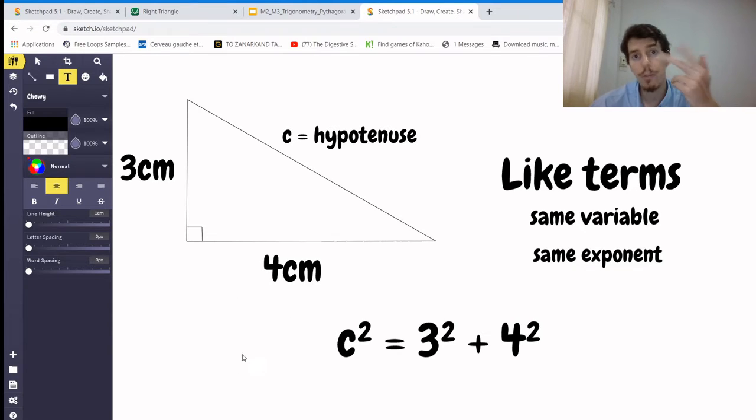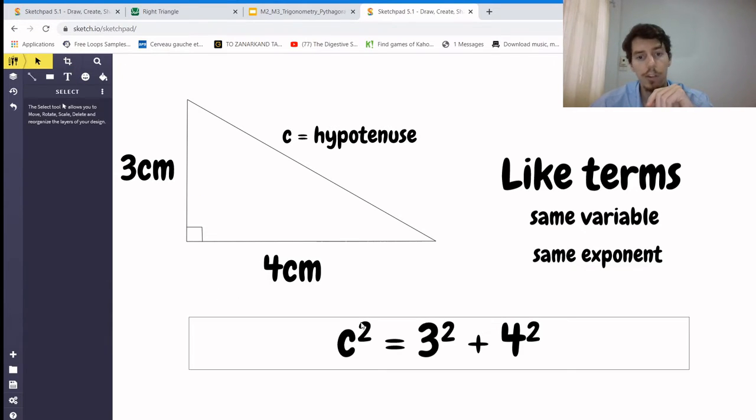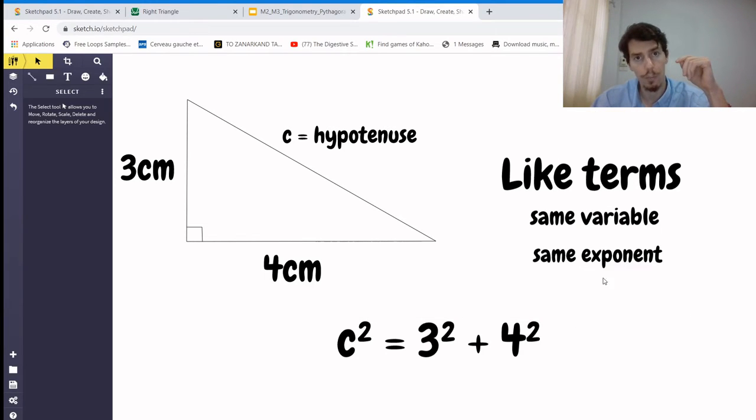Here, how many terms do we have? In this equation, we have three terms. We have c squared, 3 squared, and 4 squared. Remember, the terms are separated by a sign or an operation. On the other side of the equal sign, there is c squared, which is also another term. So here we have three terms, and we have to find the like terms. The like terms have the same variable and the same exponent.